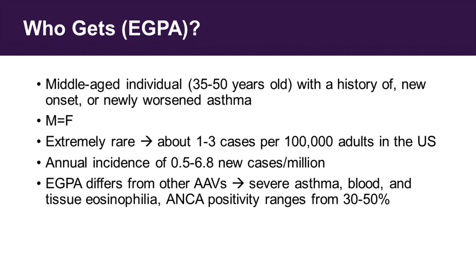EGPA is different from the other ANCA vasculitides, so that's MPA and GPA. There's severe asthma. Of course, there's blood and tissue eosinophilia. And the ANCA positivity in EGPA ranges from about 30 to 50%. So that's significantly lower than other ANCA vasculitides. And usually that's an MPO or P-ANCA positive ANCA.